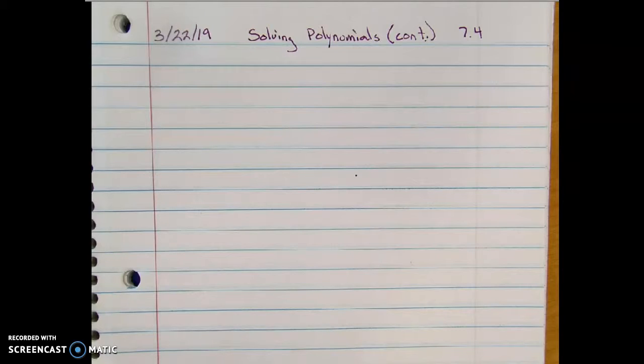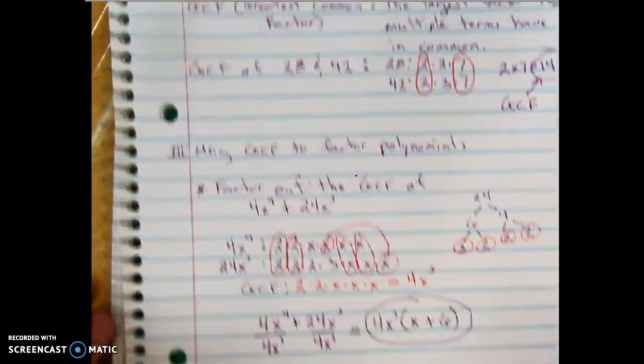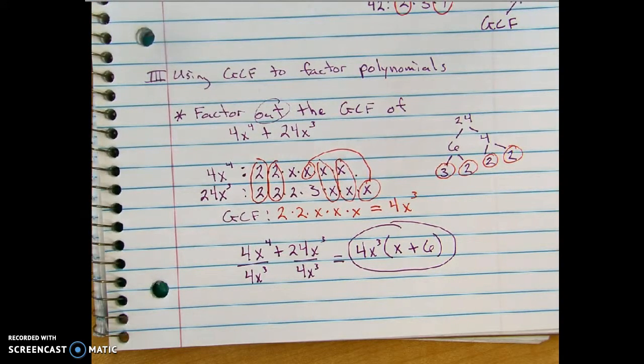Good morning. Today we're going to finish off 7.4, which is solving polynomial equations in factored form. But first off, I want to go ahead and refresh your memory about where we left off with the last thing from 2 days ago. So I'll switch over to another notebook here. And it was this section right here about using the greatest common factor in order to factor polynomials.